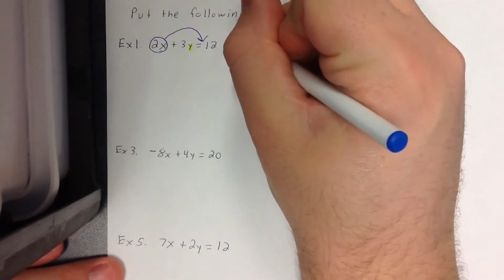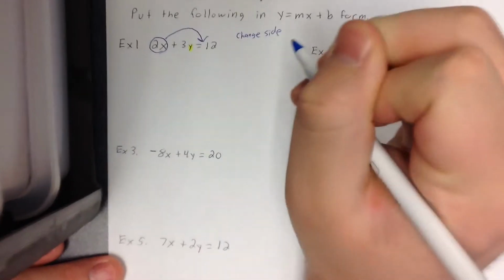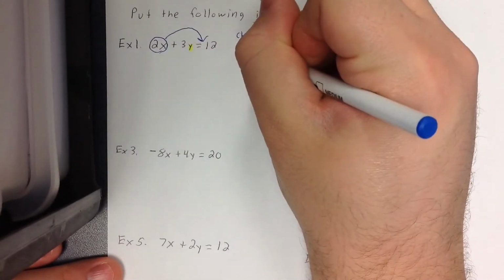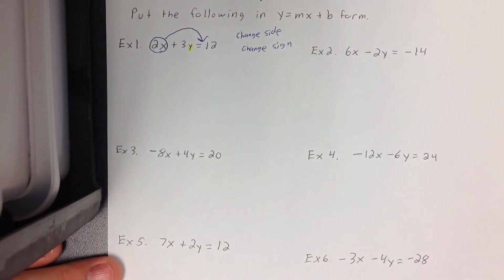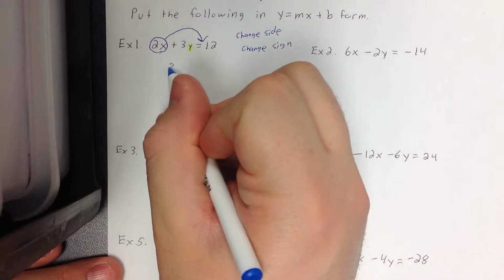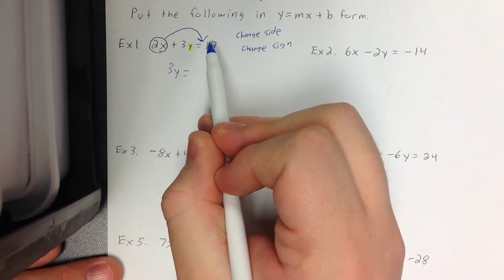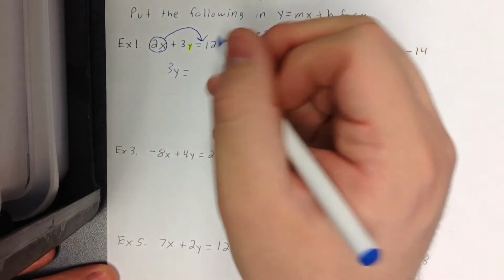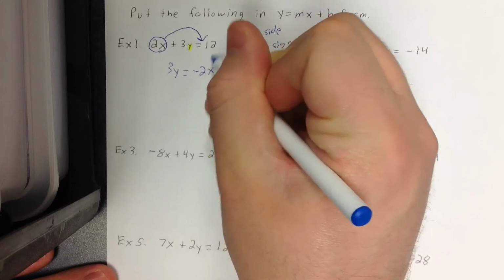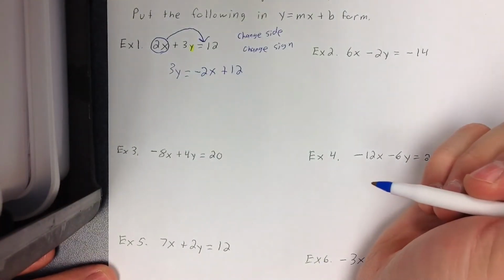Now again, when I move it to the other side, if I change the side of a variable, then I have to change the sign of the variable. So now I have 3y equals, again, I moved the 2x to the other side. So it was a positive 2x, so now it's going to become a negative 2x. The 12 was already positive, so it stays plus 12.